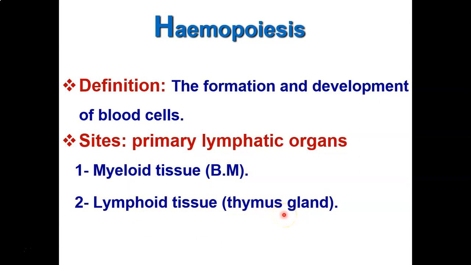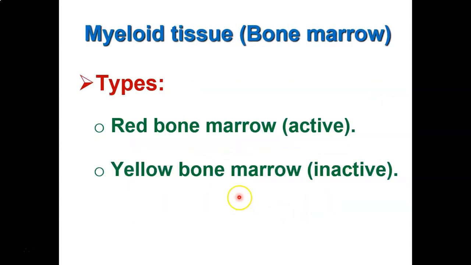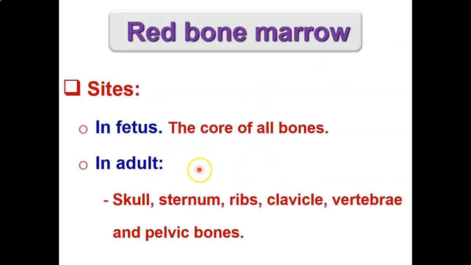The thymus gland. The myeloid tissue, or the bone marrow: red bone marrow and yellow bone marrow. The red bone marrow, where could I find the red bone marrow? This is very, very important for selection of the site to obtain a bone marrow biopsy. For patients suffering from leukemia, usually we diagnose them by bone marrow biopsy.